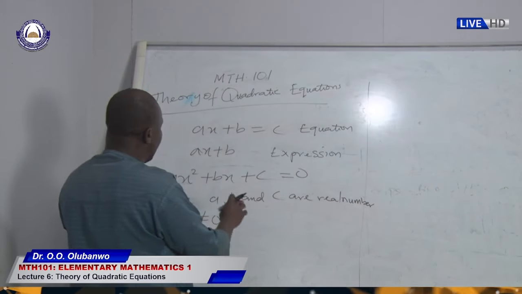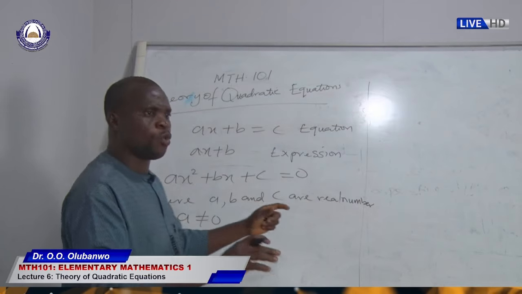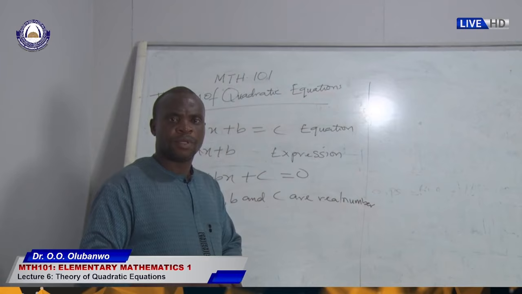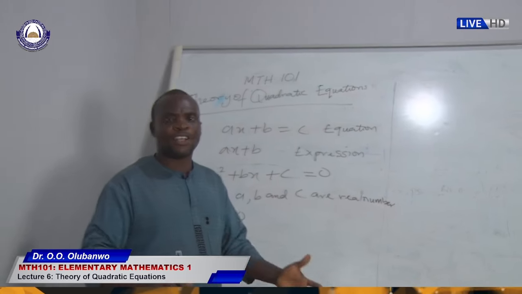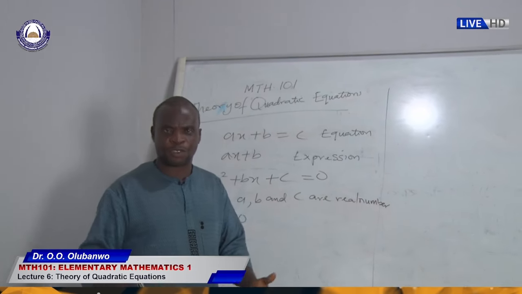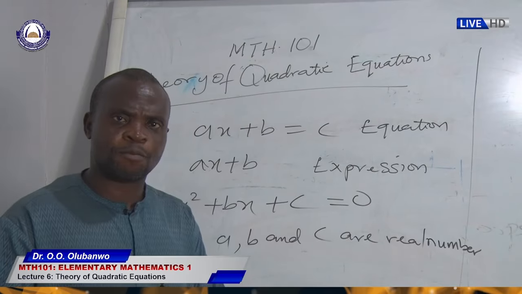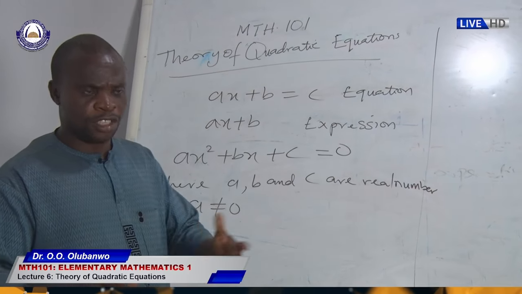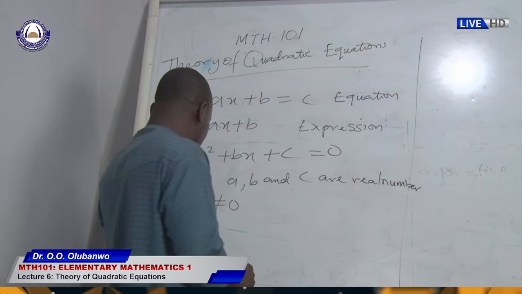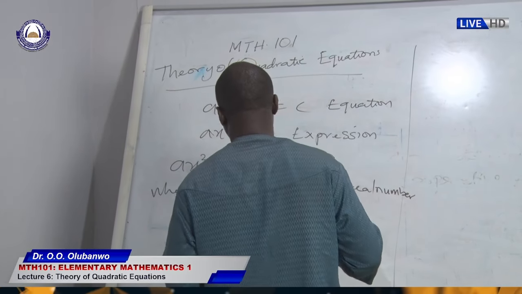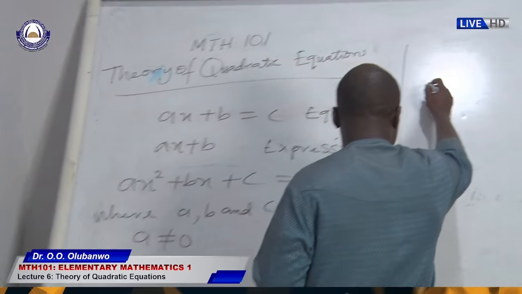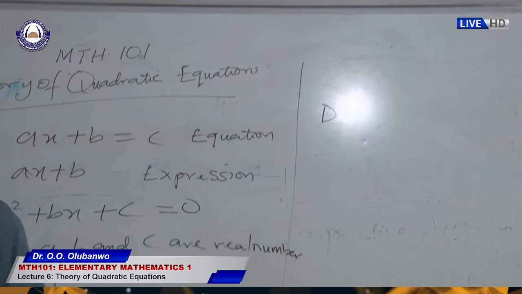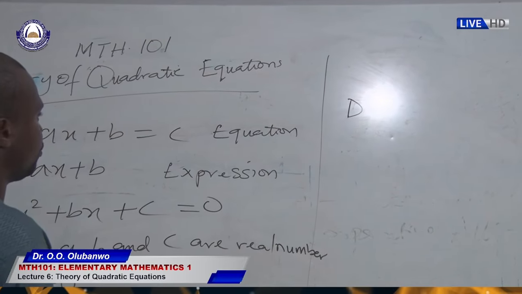Now, looking at this, ax squared plus bx plus c equals 0. At our stage, nobody will tell us to be solving a quadratic equation. But there are some things that will be examined under quadratic equations. Now, the first thing I'll be talking about is our discriminant D. What do you mean by discriminant?